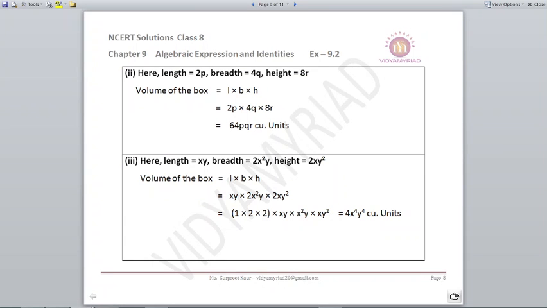Next is length is 2p, breadth is 4q and height is 8r. So 2p into 4q into 8r, 2 into 4 into 8 is 64 pqr cubic units.